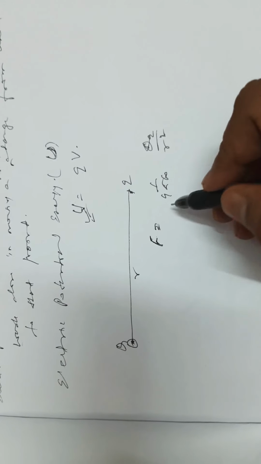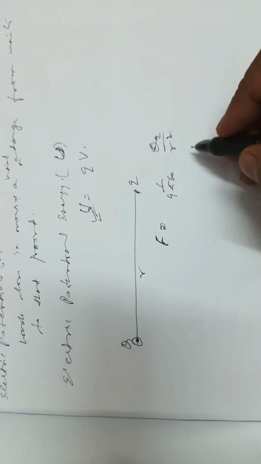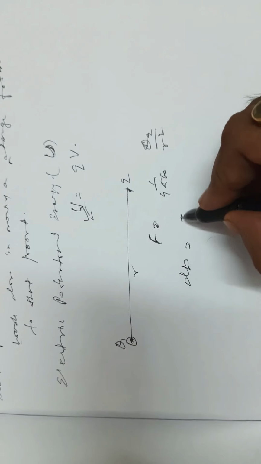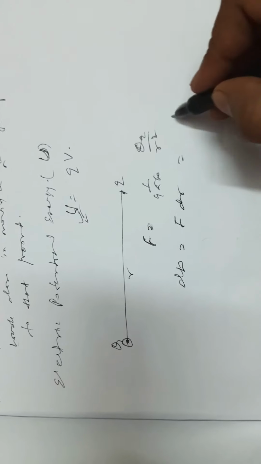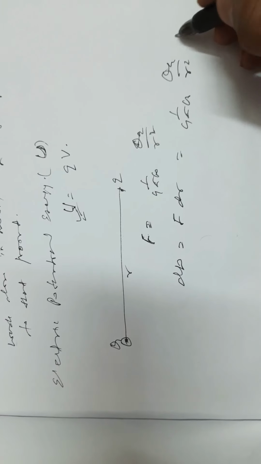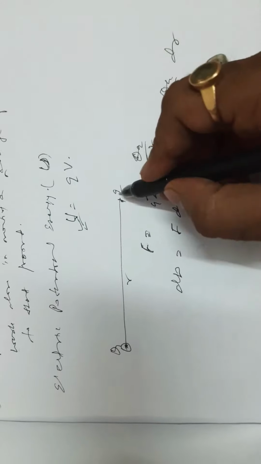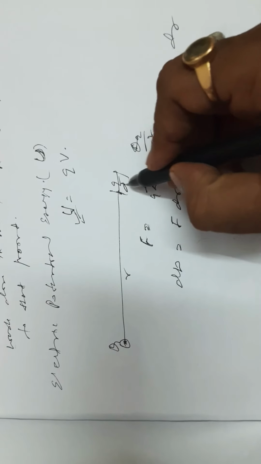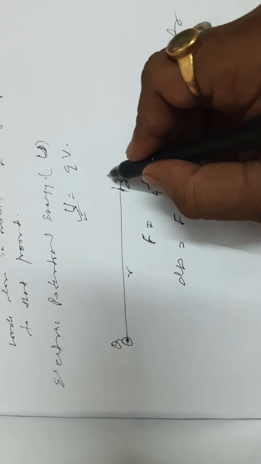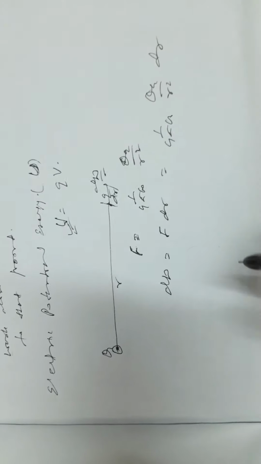Now what we know is that the work done, dW, is given by F dr. So 1 by 4 pi epsilon naught capital Q small q by R square into dr. We assume that dr is the elementary displacement and dW is the small amount of work done in the process. So dW is equal to this much.